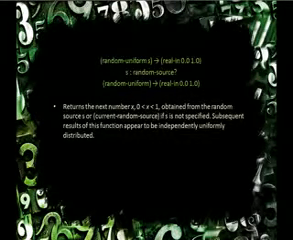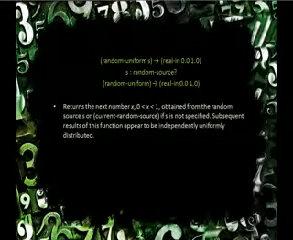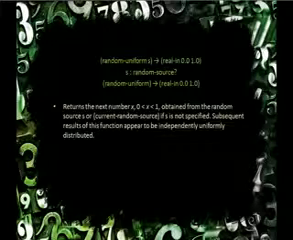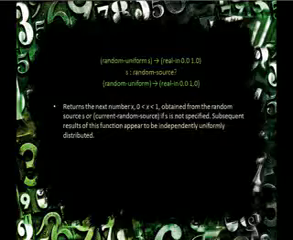Returns the next number x, where x is greater than 0 and less than 1, obtained from the random source S, or the current random source if S is not specified. Subsequent results of these functions appear to be independently uniformly distributed.